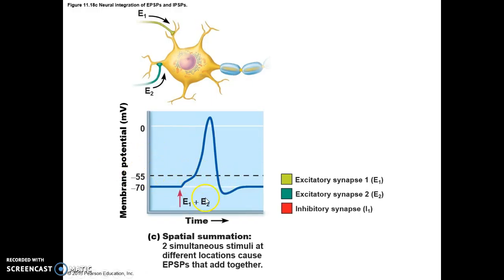This is spatial summation. Essentially, the result is the same, but in this case, we have two different stimuli stimulating one nerve simultaneously. So it is an additive effect. And again, it reaches threshold where an action potential is generated, and the stimulus goes all the way.